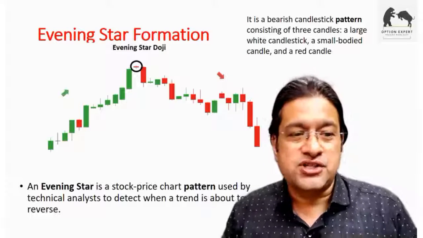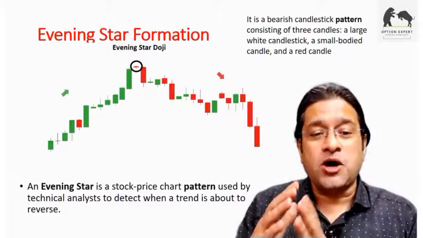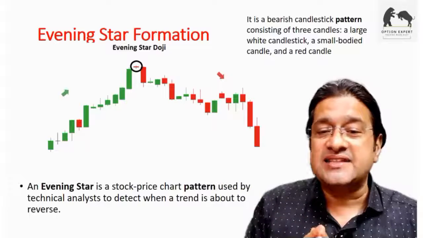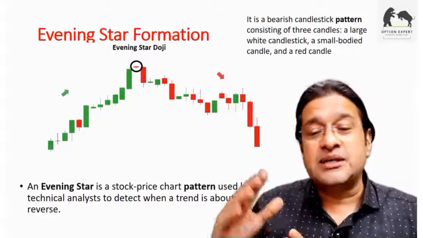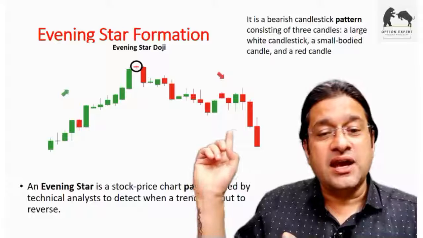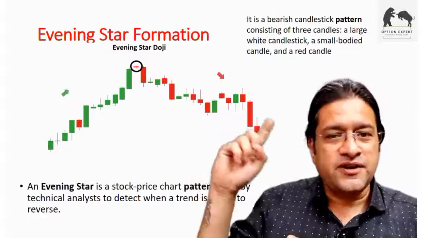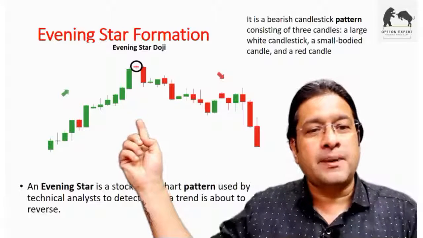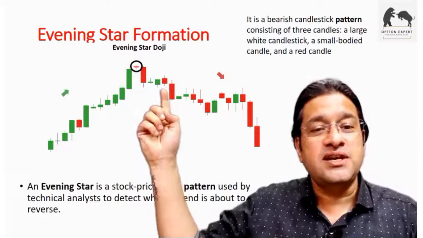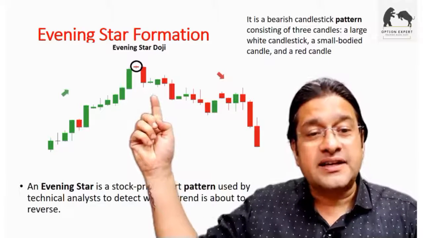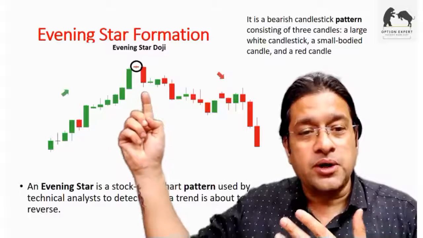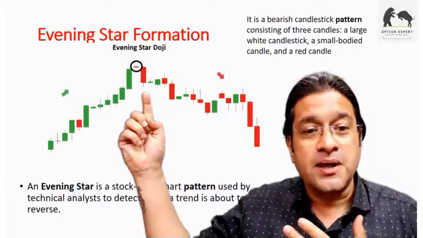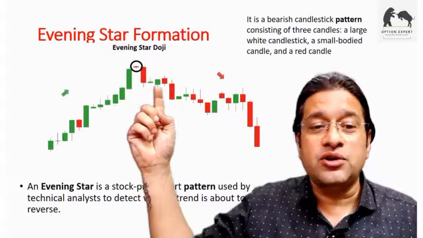Exactly the reverse. An evening star is actually a stock price chart pattern used by technical analysis to detect when a trend is about to reverse. As you can see here, let's look at the upward trend. Then there is a doji. Then the follow-up candle, the red candle, is so large, it's way below. There is a large candle formation here. So below that, now it's very clear.